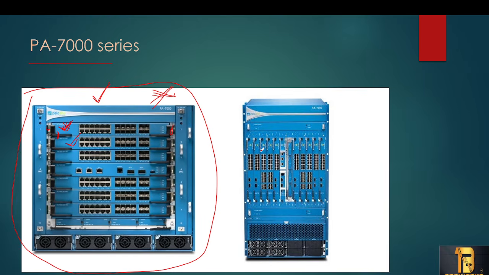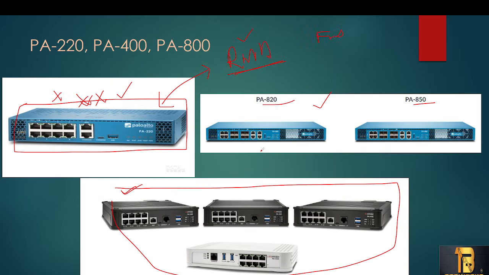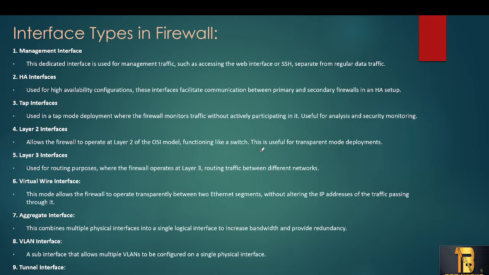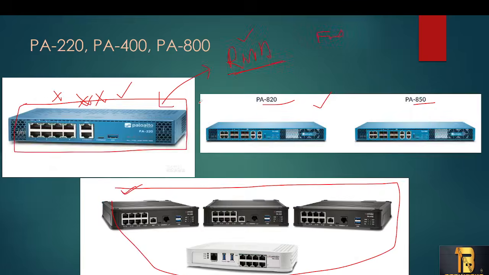So these are the firewall models that you can see. And next, we will look at interface types. On every firewall you can see some set of interfaces. On the PA 220 you will have all RJ45. If you see the 800 series firewall, some are RJ45 and some are fiber ports.